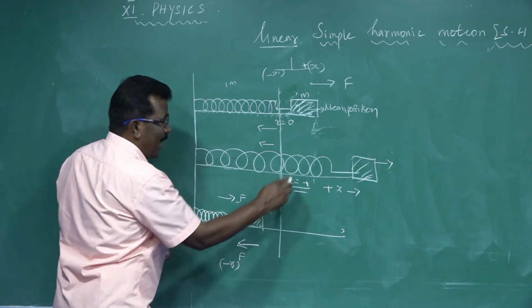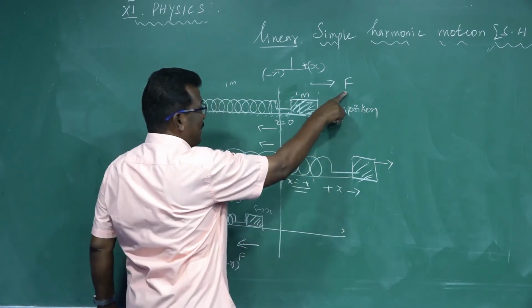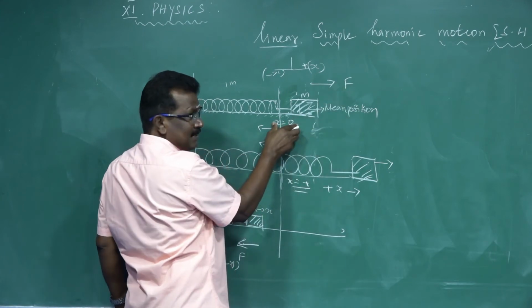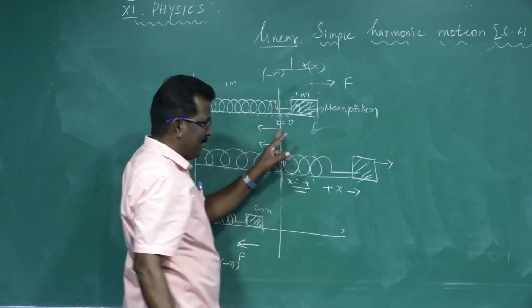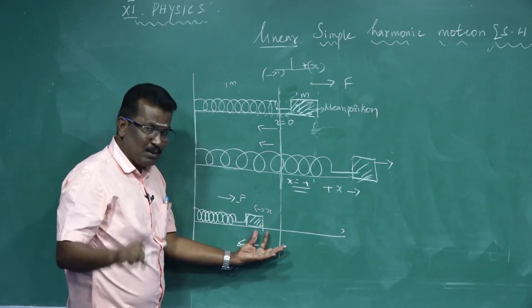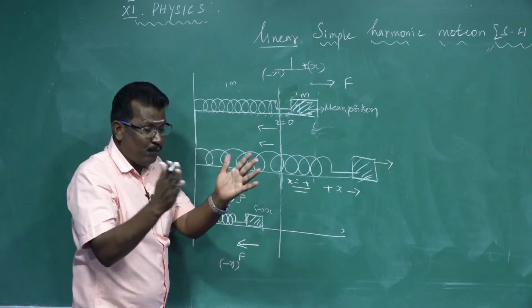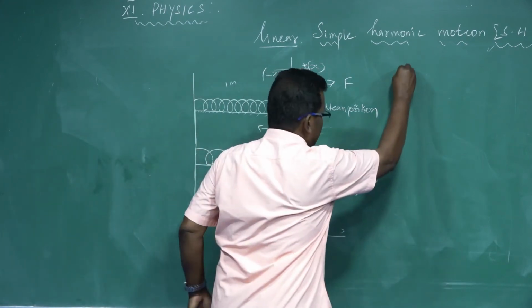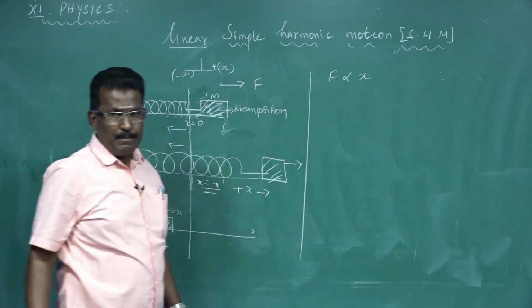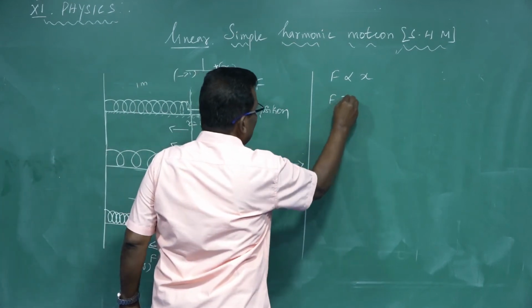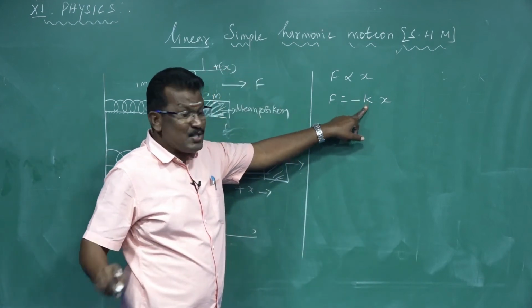So the displacement and the force are always in opposite directions. But how much force is applied? 1 Newton of force applied, the spring extends a certain distance. 2 Newton, it extends a certain distance more. So force is directly proportional to displacement. Here also, 1 Newton applied compresses it 1 centimeter; 2 Newton, 4 centimeter. So force and displacement are directly proportional. Hence F is equal to minus kx, where the constant k is called the spring constant.